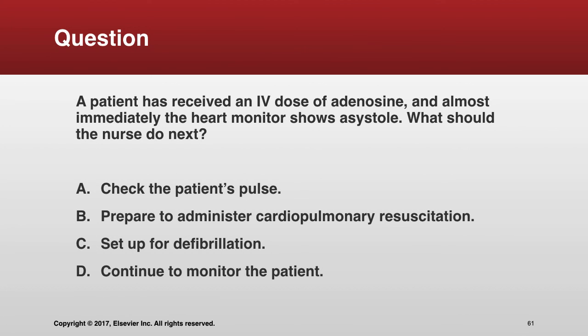Another question for you. A patient has received a dose of adenosine and almost immediately the heart monitor shows asystole. What should the nurse do next? A. Check the patient's pulse, B. Prepare to administer cardiopulmonary resuscitation, C. Set up for defibrillation, or D. Continue to monitor the patient. Well, like I told you, this is what we expect to have happen. So we would D, continue to monitor the patient.